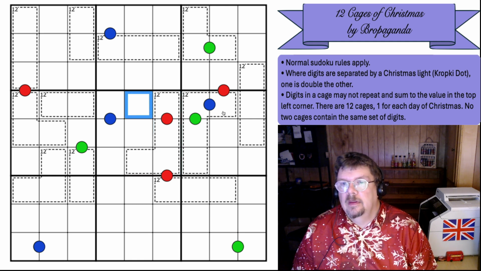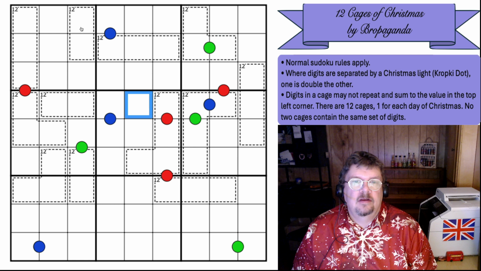Okay. So if we discovered that this was, say, 129, then this could not be 129.